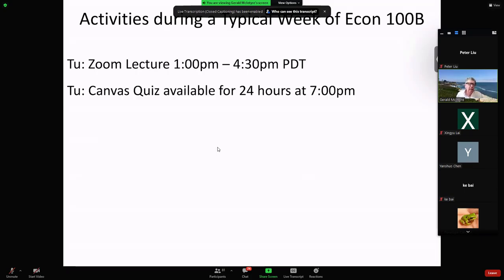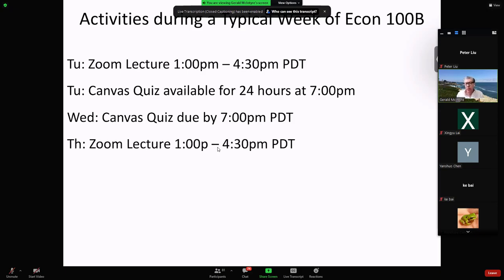Next, I'll give you a handle on what a typical week in Econ 100B looks like in the summer. Things move quickly in a quarter system, and things move at hyperdrive in a quarter system in the summer. So here's what the week looks like. Tuesday, we have our Zoom lecture. Here we are. Then on Tuesday evening, a Canvas quiz is available for 24 hours starting at 7 p.m. And that's true tonight. Wednesday, the Canvas quiz is due by 7 p.m.